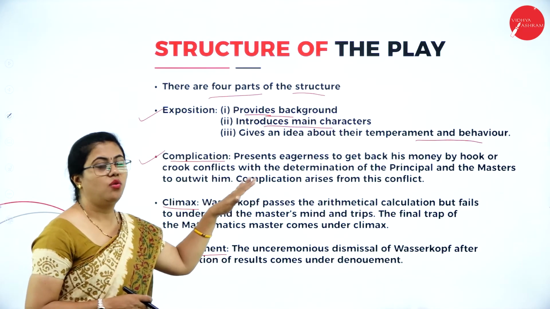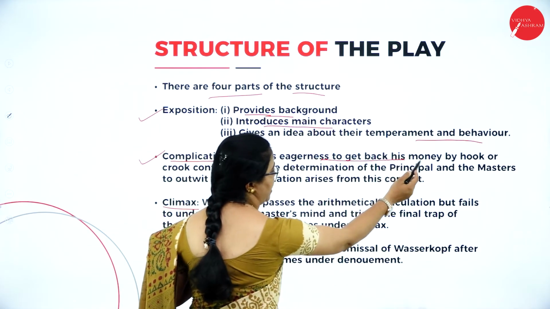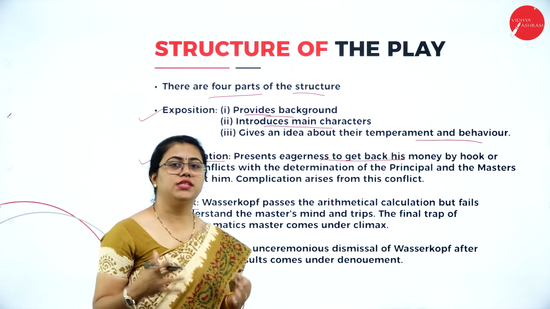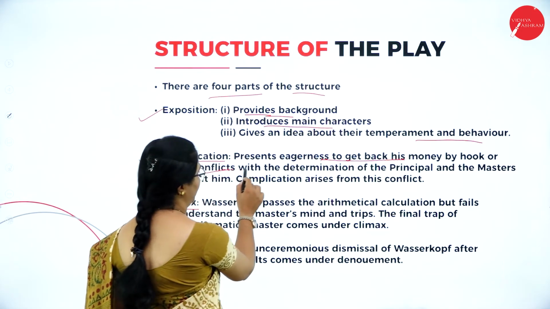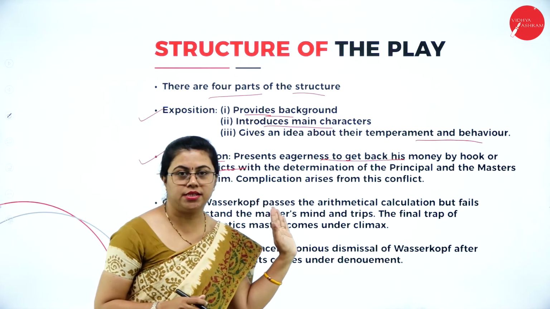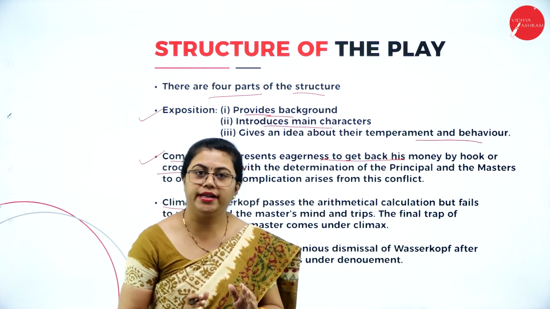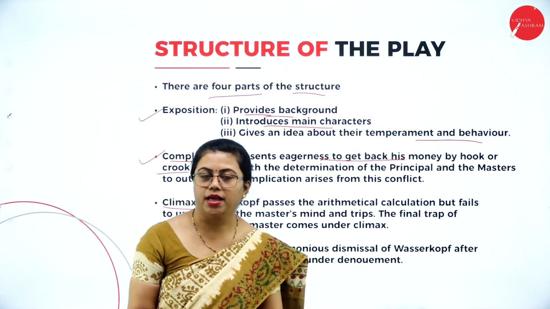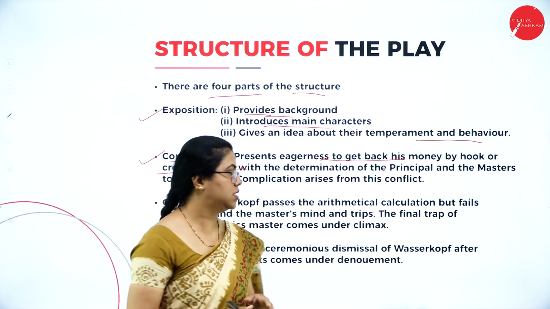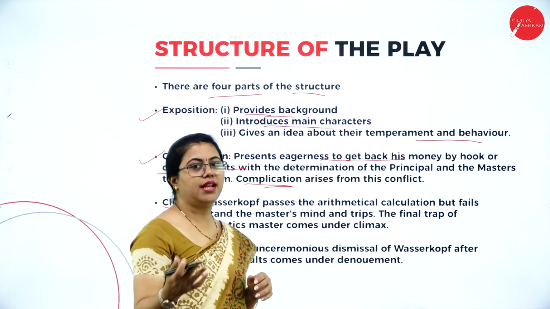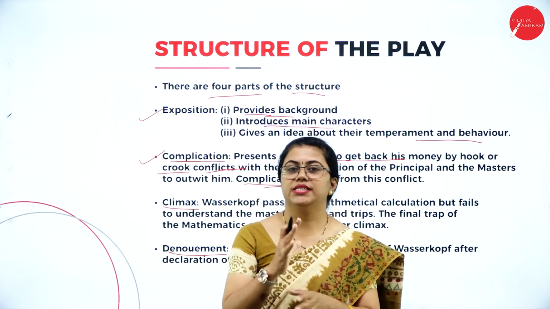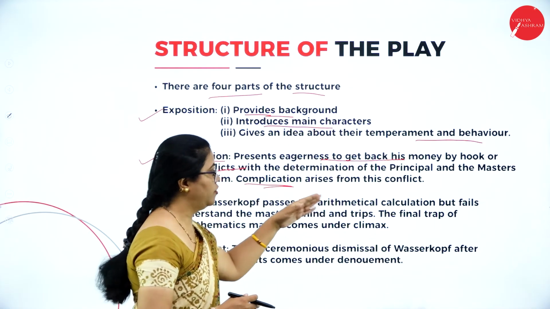So there is a conflict here. What is the conflict? He is very eager to get back his money. How does he want to get it back? By hook or crook. He just goes and fights there. That is the quarrel, the conflict between Wasserkopf and the principal. But the principal and the masters, that is the teachers, are all determined to outwit him. They wanted to send him back. So between Wasserkopf and the staff there is a conflict, and because of this conflict there is a complication. They don't want to give the money, and this fellow wants to get the money. So due to conflict, there is a complication.